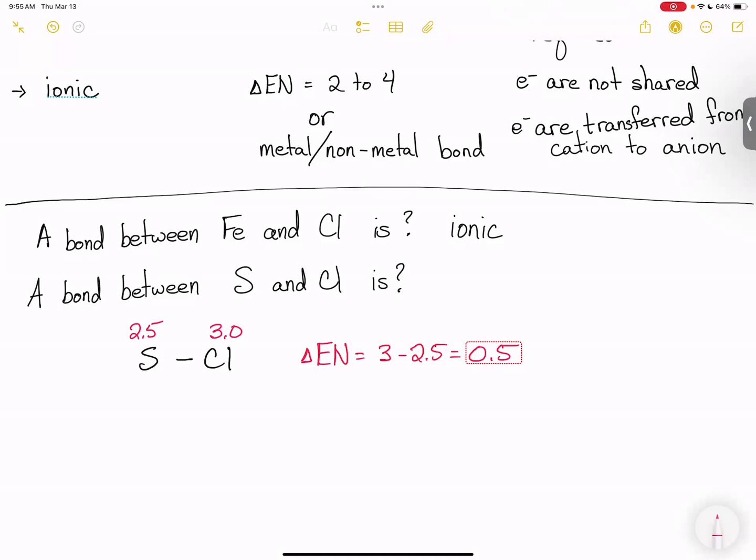Since it's 0.5, that makes this bond polar covalent. And since it is polar covalent, that means you need to draw the dipole moment arrow. The head of the arrow is going to point towards the more electronegative atom, with the plus on the other end, or the fletching on the other end.